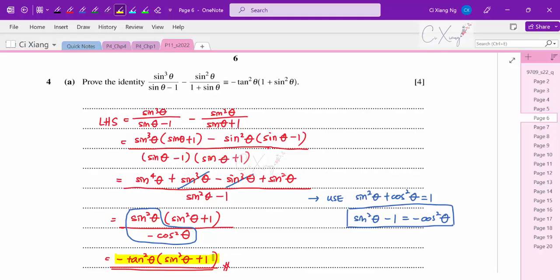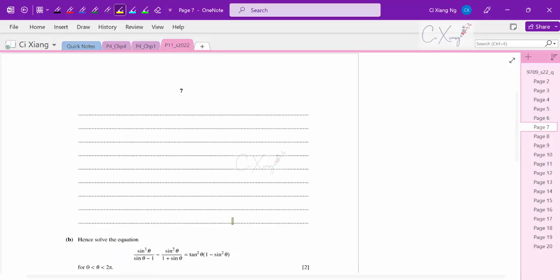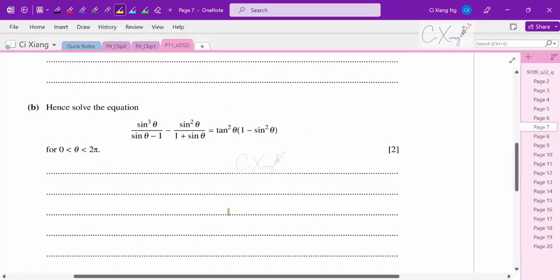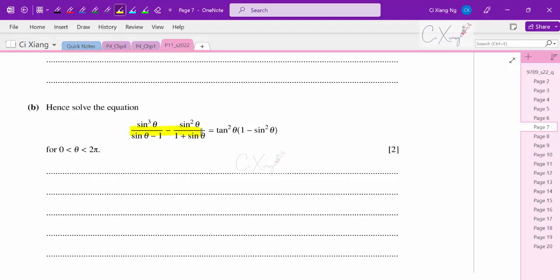Now let's continue to part B. For part B, they want us to solve the equation for this one. If we compare, you will realize that this is actually the same expression that they wanted us to prove in part A. So that means I will use the result in part A and substitute it here.